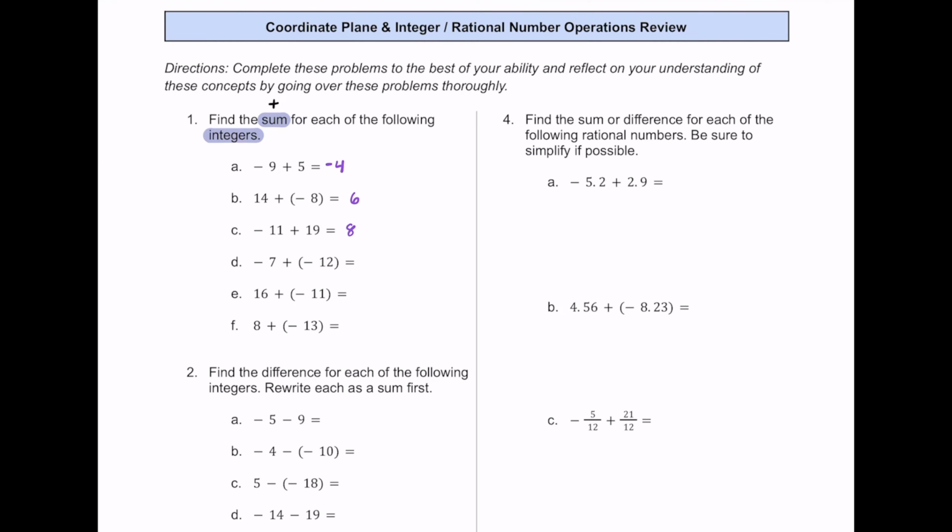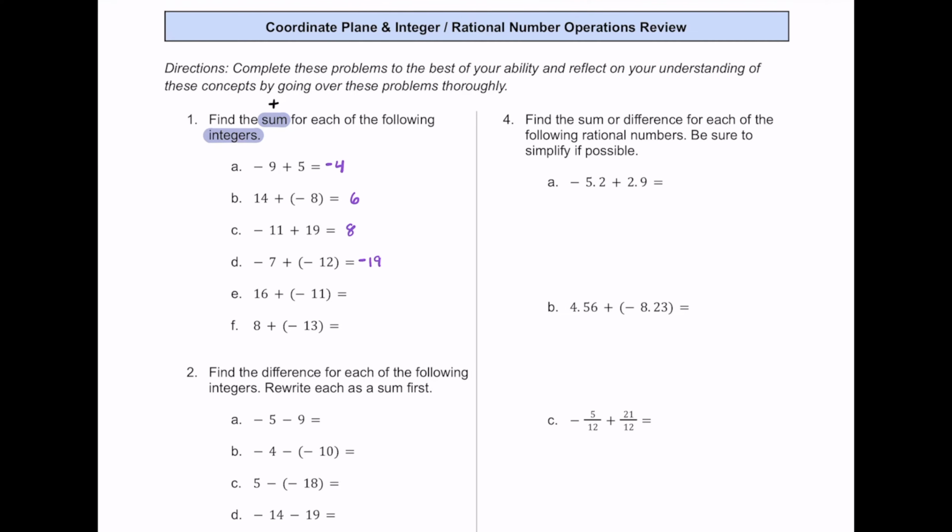For 1d, we have a negative 7 plus negative 12, so they're both negative. So we're going to add their absolute values. 7 plus 12 is 19. And since a negative plus a negative is always going to be negative, or never positive, we're going to write negative 19 here. Add their absolute values, keep the sign.